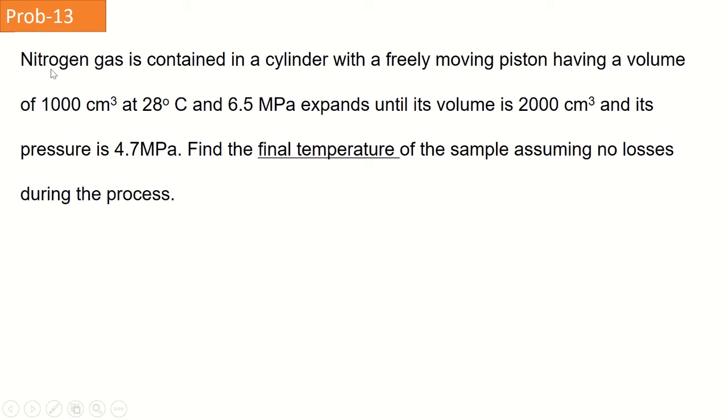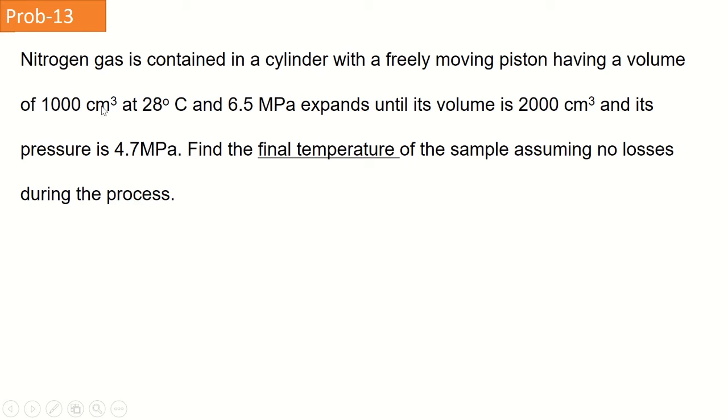Problem 13. Nitrogen gas is contained in a cylinder with a freely moving piston. The question says there is one cylinder in which there is a pump, and the pump can go up and down. Having a volume of 1000 centimeter cube at 28 degrees centigrade and 6.5 megapascal, it expands until its volume is 2000 centimeter cube and its pressure is 4.7 megapascal. Find the final temperature of the sample assuming no losses during the process.